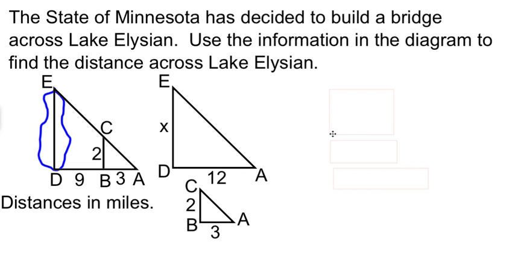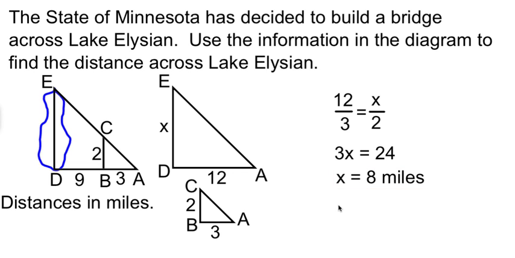Now we can set up ratios. 12 is to 3 as x is to 2. Well, now we're in business. We know how to cross multiply. 3x equals 24, or x equals 8 miles. So according to this, it would be 8 miles across the lake. May or may not be accurate, but that's what we came out with from the arithmetic.